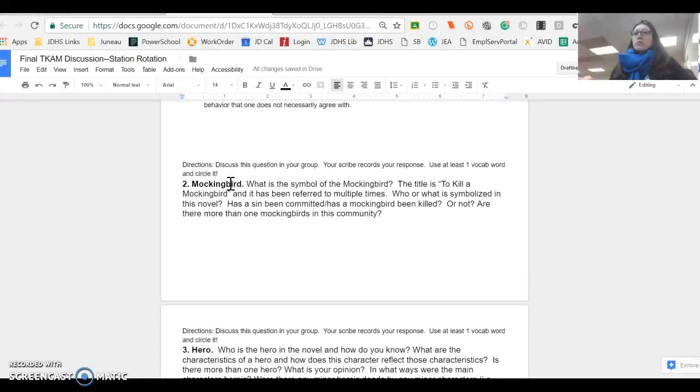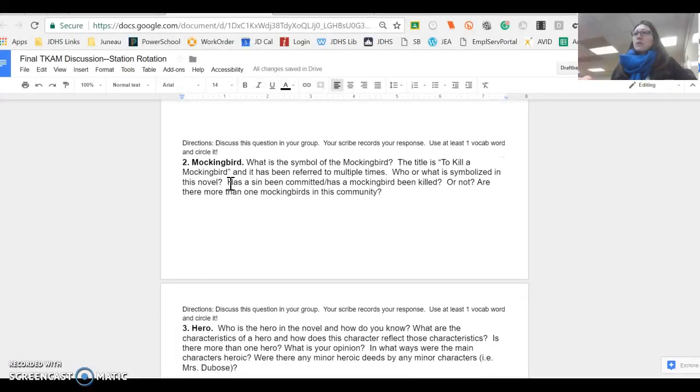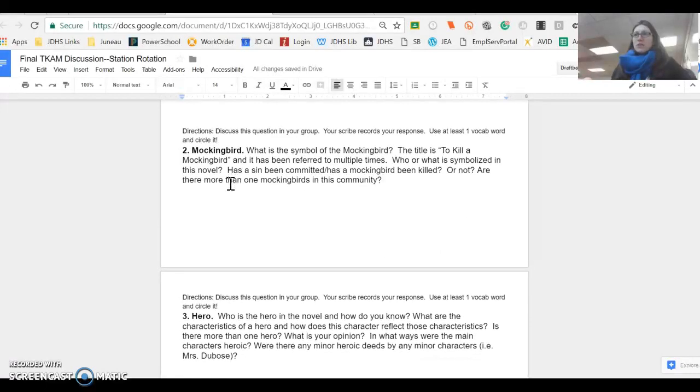Number 2 is about the mockingbird. At this point, if you'd like to find a new scribe, you may just pass the paper to the side, please. For the mockingbird, what is the symbol of the mockingbird? The title of our novel is To Kill a Mockingbird, and it was referred to multiple times in the text. Who or what is symbolized in this novel? Has a sin been committed? Has a mockingbird been killed in To Kill a Mockingbird or not?